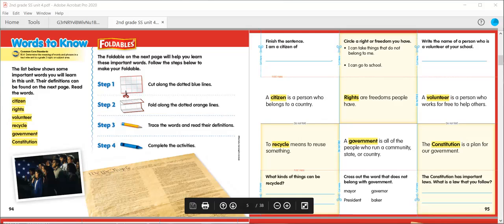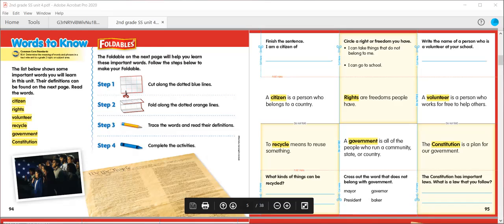Your next word is government. A government is all of the people who run a community, state, or a country. So the people who are in charge. Cross out the word that does not belong with government. A mayor, a governor, a president, or a baker. So the only word here that doesn't belong is going to be the word baker, because a baker is not in charge of a town or city or state or country.